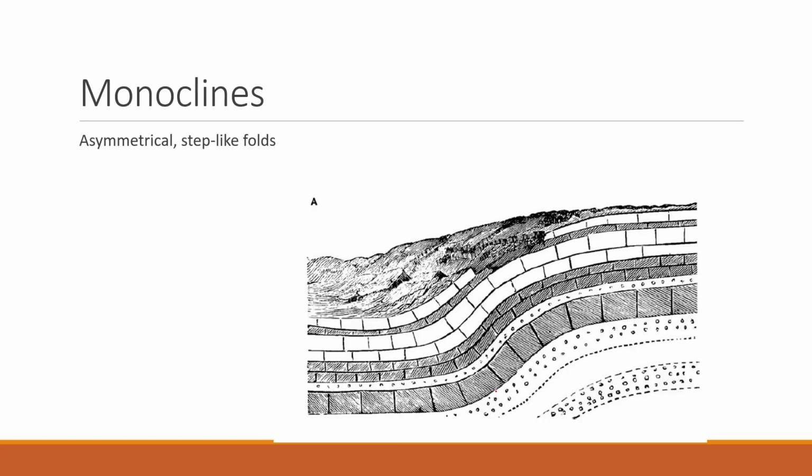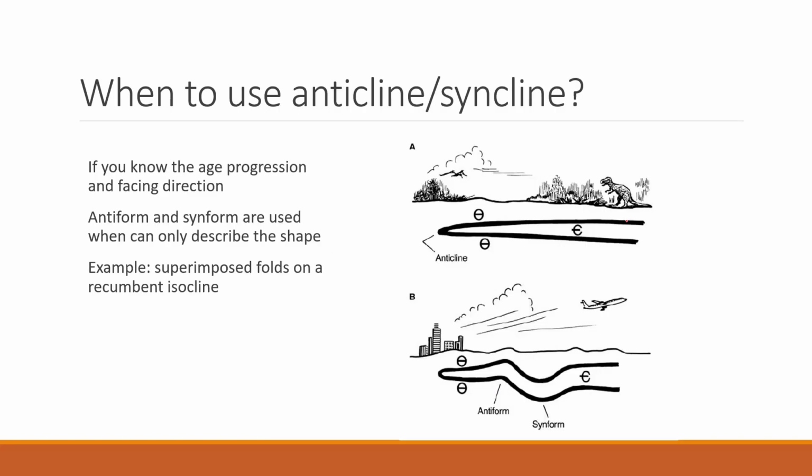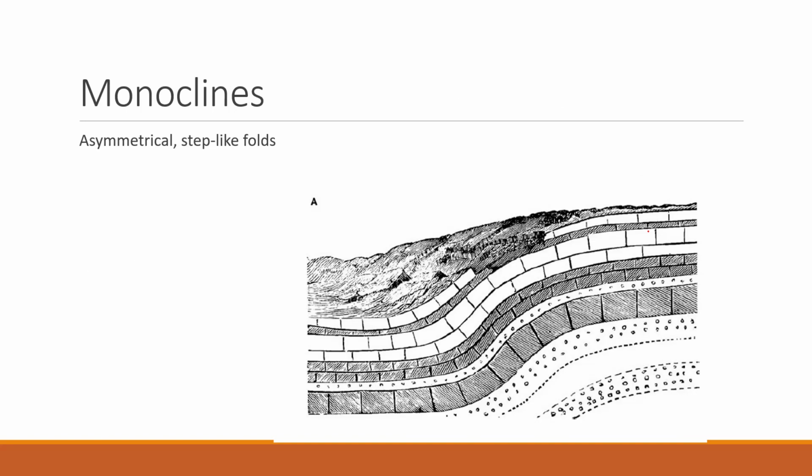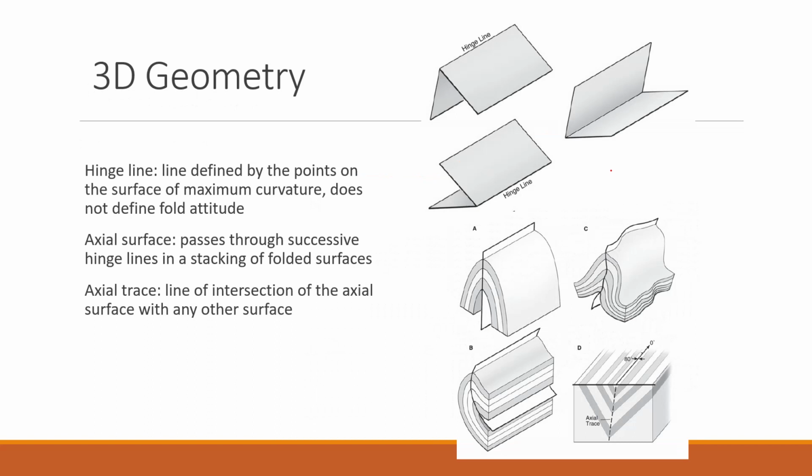We also have what are called monoclines or isoclines. Actually, monocline is the term for this one. This one is called an isocline, where we just have that one recumbent fold. A monocline is where it's asymmetrical, meaning we don't have that mirror image, and it's like a step up. These are very common over blind thrust faults. Instead of having a full fold, we're basically just doing this step up.